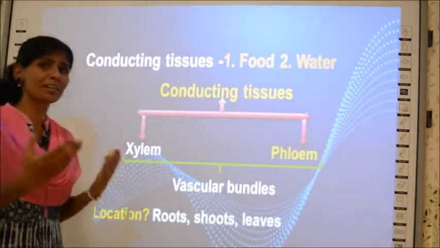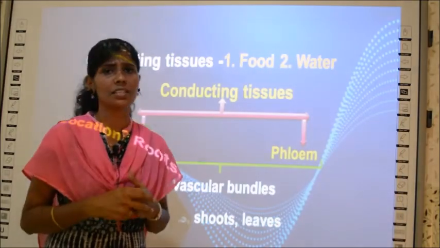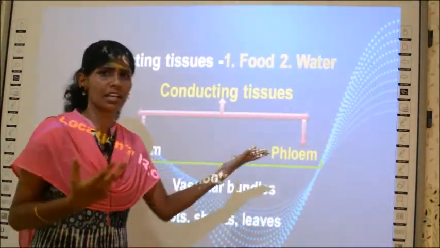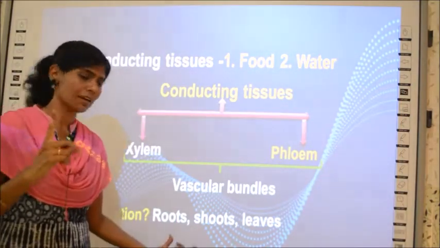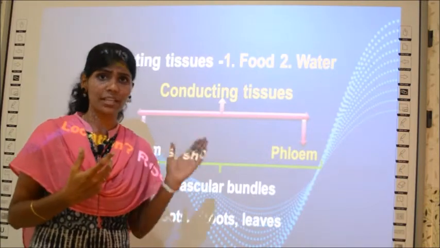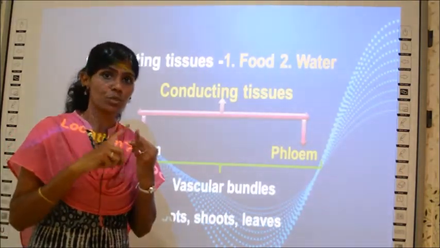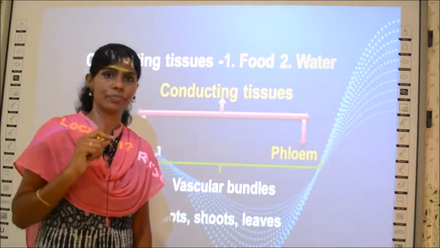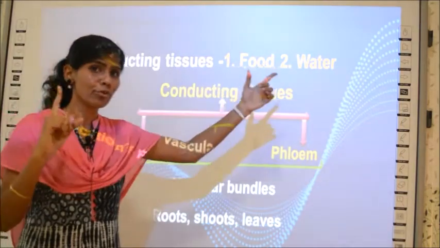And then where is it present? You will get in mind, where can I see these structures, xylem and phloem? It is present in three parts, in the roots, in the shoots as well as in the leaves. Xylem and phloem you can see in the roots, in the shoots and also in the leaves.